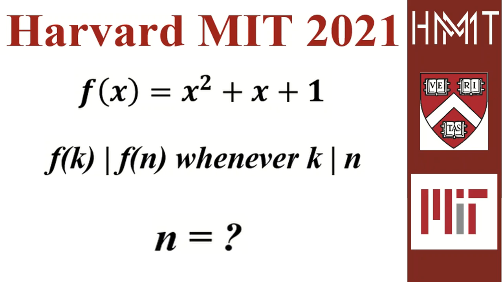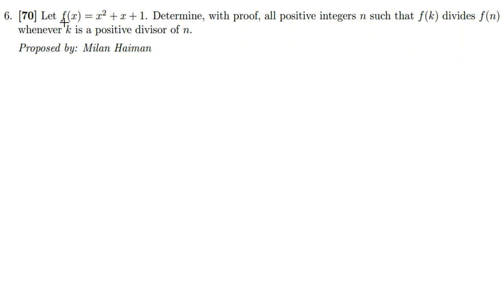So let's solve this problem. Let f of x equals x squared plus x plus 1. Determine with proof all positive integers n such that f of k divides f of n whenever k is a positive divisor of n. So it means that whenever k divides n, then f of k divides f of n.